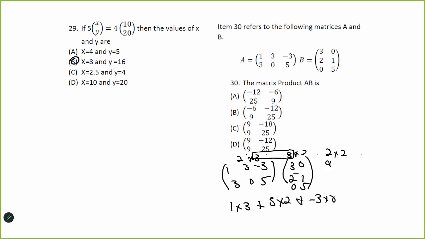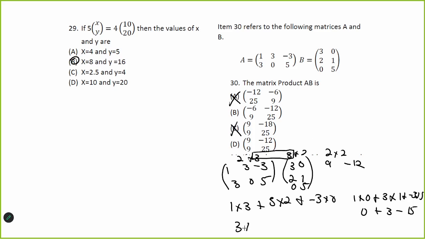Right, and row by this column here, that is 1 by 0 plus 3 by 1 plus negative 3 by 5. Right, that is 1 by 0 is 0 plus 3 minus 3 5s are 15. So 3 minus 15 is minus 12. So 9 and minus 12, it can't be this one, can't be this one. It's either B or C, right?